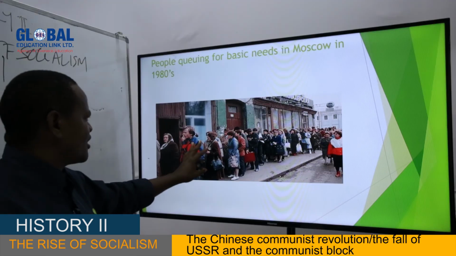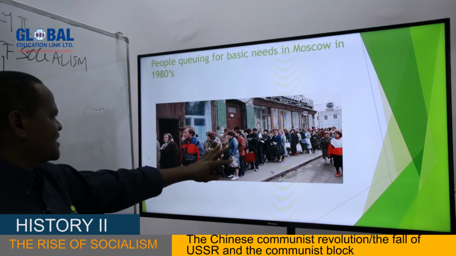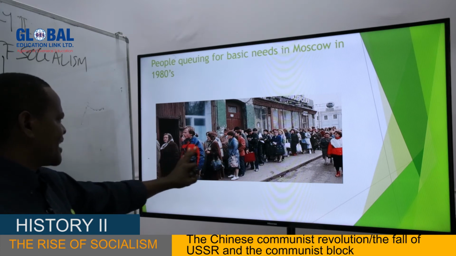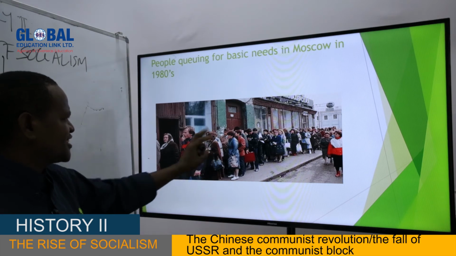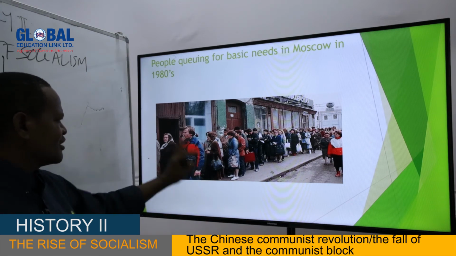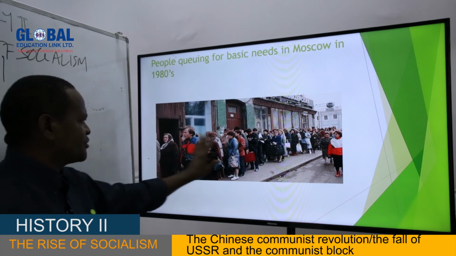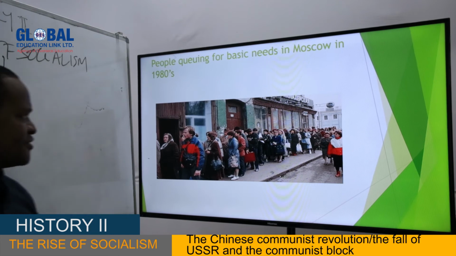This is the picture of people in USSR, in Moscow in 1980s. They were in a very long queue buying some food and other supplies you can see. And this was typical in most of the Russian cities. Whether you live in the urban or you live in the rural area, this was so typical. So people were tired of this life. That's why they wanted some changes.